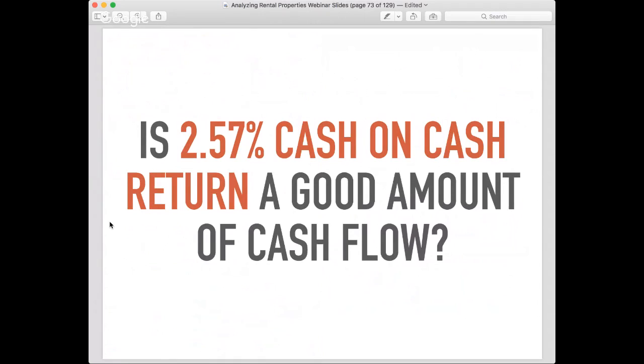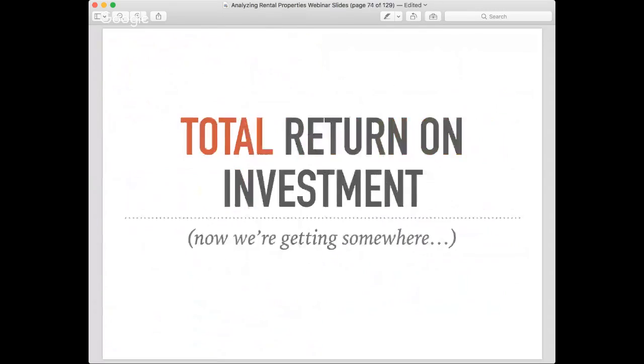Now is a 2.57% cash on cash return a good amount of cash flow? I mean, probably not, at least not for me. You know why I would say not for me? Because I could get 2.5% just sticking it in a bank CD. I could get probably better than that in the stock market. So there are other things that I could do.